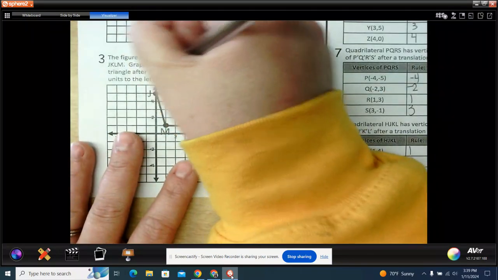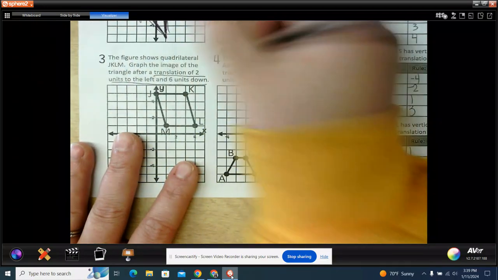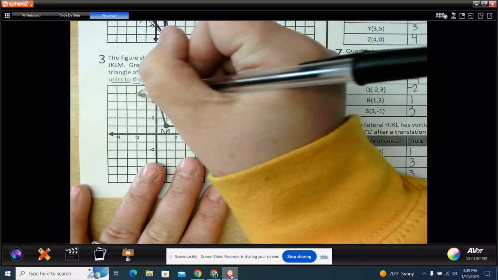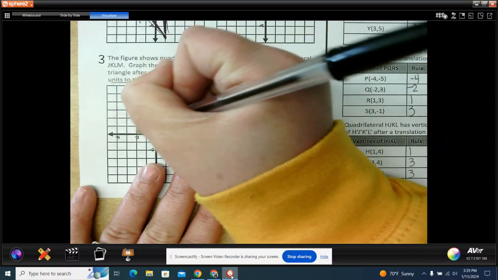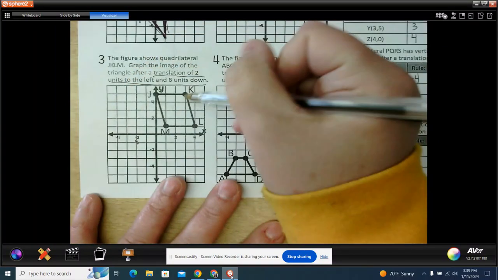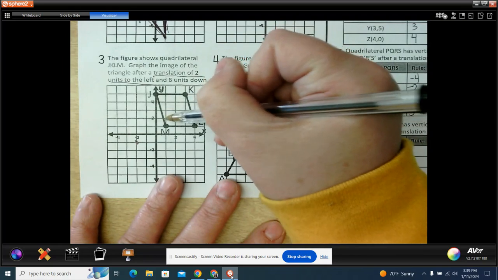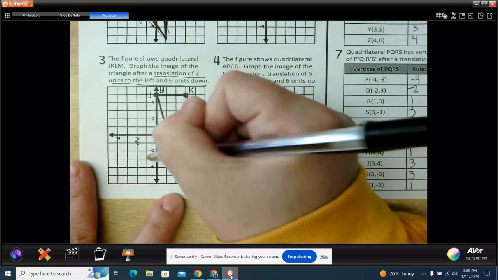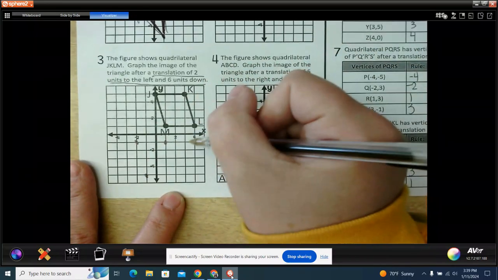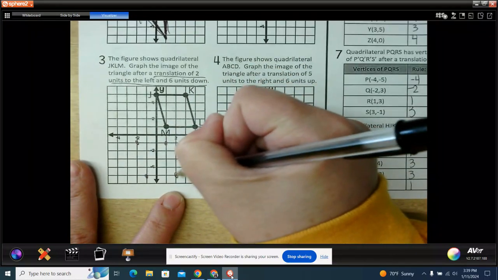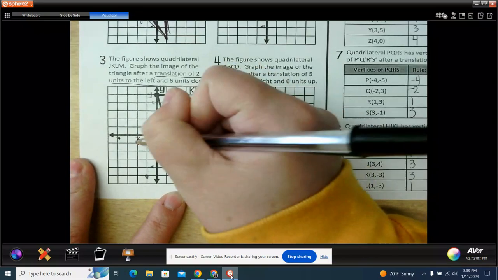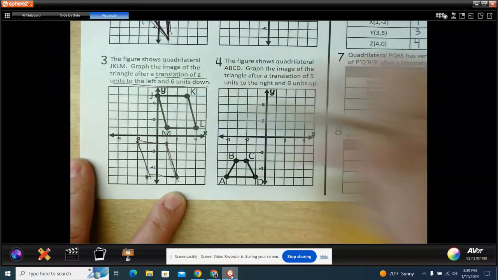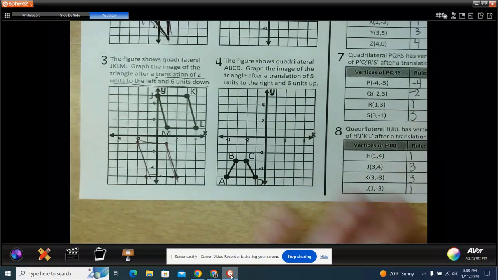3, we're going to translate the quadrilateral 2 units left and 6 units down. So left 2, 1, 2, down 1, 2, 3, 4, 5, 6. K, left 1, 2, down 1, 2, 3, 4, 5, 6. Same thing with M. And same thing with L. So we can see our shape is moved into a different location. It went left 2 and down 6.